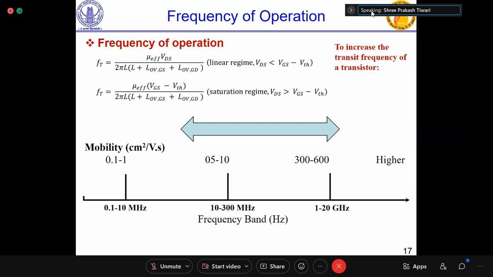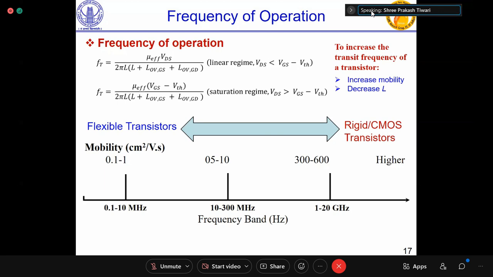Then one can think about frequency of operation. Obviously, frequency of operation somehow relates with how fast your devices work, what is the mobility you are getting from devices. And for organic semiconductors, you get something like 0.1 to 1. And that is where your frequency is limited. So you cannot talk about very high frequency circuits from organic electronics. Okay.